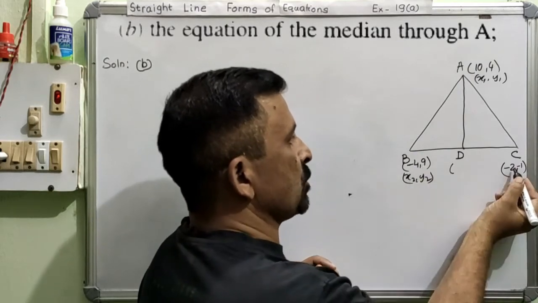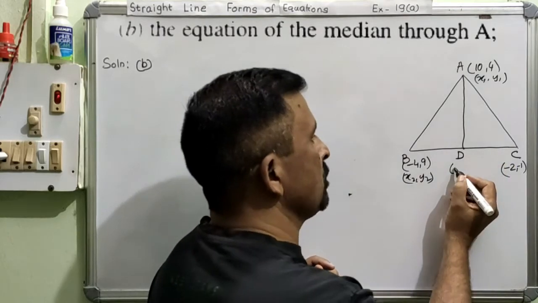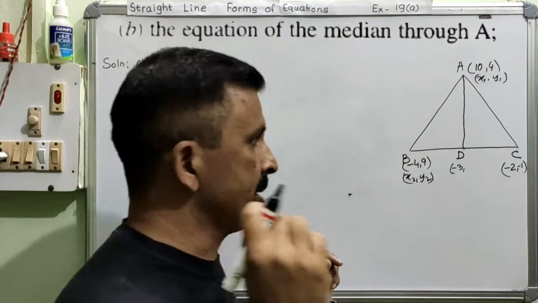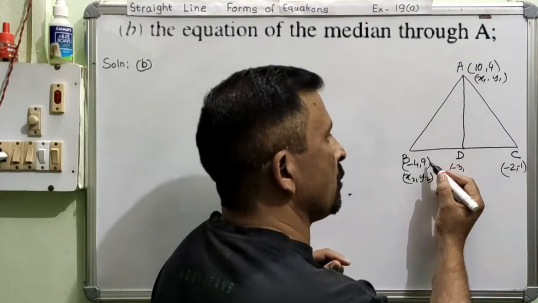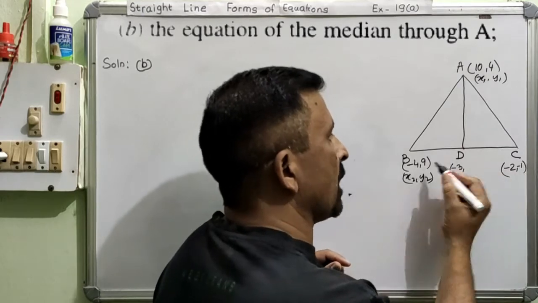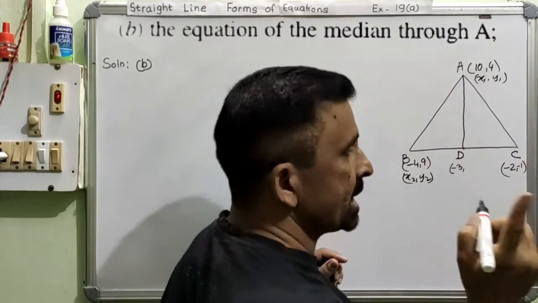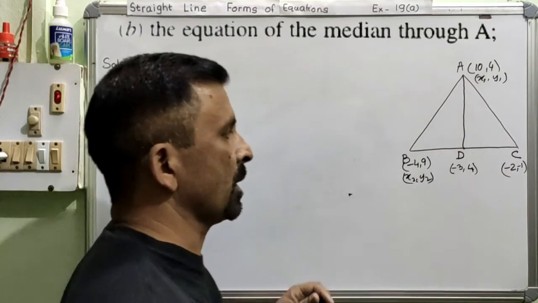It is the average of these two x values. So minus 4 minus 2 is minus 6. Minus 6 divided by 2 is minus 3. So this becomes the x coordinate for your midpoint D. Similarly, for the y coordinate, 9 minus 1. Add this y and then this y, y1 and y2, and then divide by 2. So 9 minus 1 is 8 and 8 divided by 2 is 4.